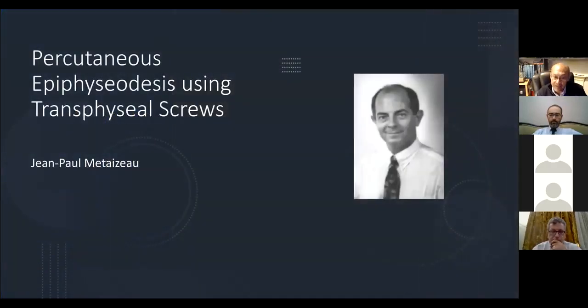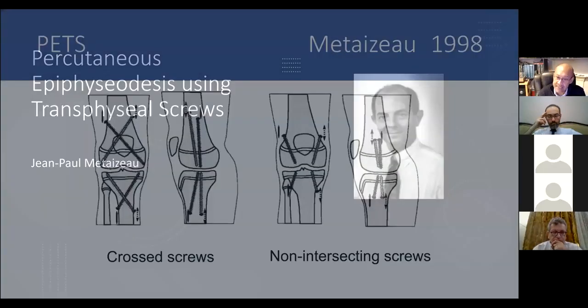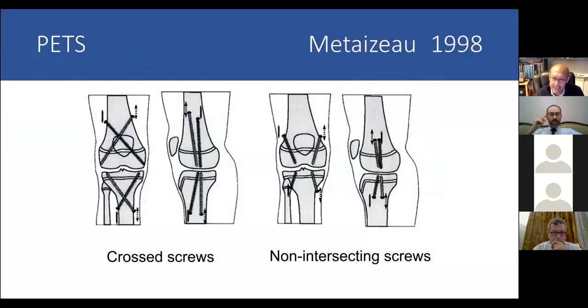The last method I want to talk about is the transphyseal screw technique by Jean-Paul Métaizeau, also known as PETS, percutaneous epiphysiodesis using transphyseal screw. He described this in 1998, and he described different configurations of screws. Some are applied for achieving growth arrest for treatment of leg length inequality.